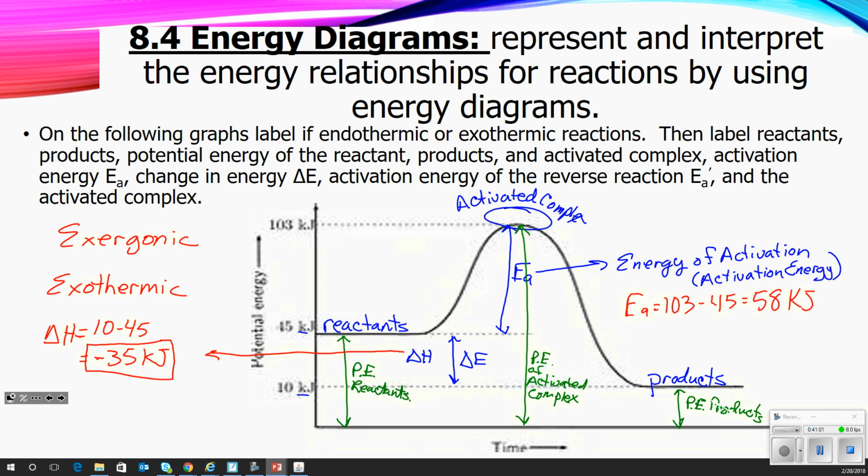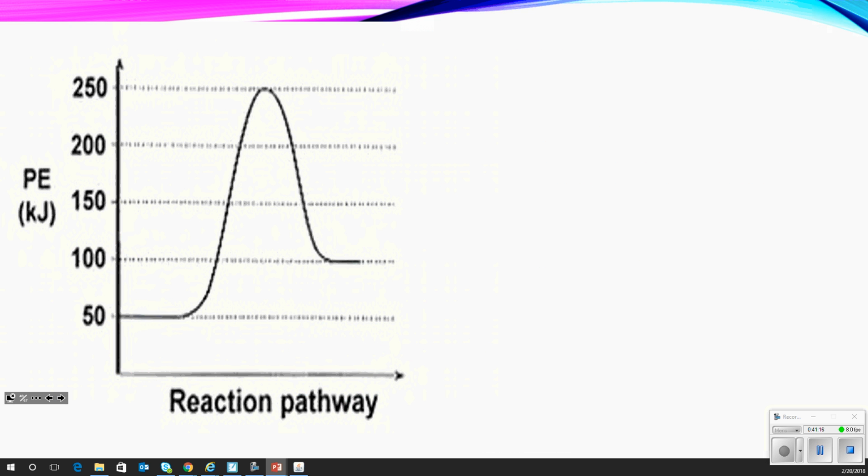So I can pull those off. I can also say the potential energy of my reactants is 45 kilojoules. Potential energy of my products is 10 kilojoules. My potential energy in my activated complex is 103 kilojoules. So there's some things I can pull off of this graph. Okay, so there's a graph for you. And I think you have this one on your next page, do you?